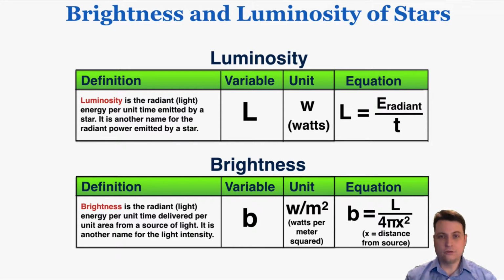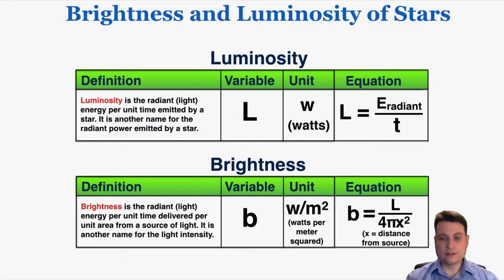And when you think about it, the luminosity of any star is going to be a really gigantic number because the amount of power that stars put out in light every single second is really gigantic. Brightness is the radiant light energy per unit time delivered per unit area from a source of light. It's another name for the light intensity. So brightness is kind of like the observed amount of power that you're receiving at some given position away from the star per unit area that the light is impacting. The variable is lowercase b and the unit is watts per meter squared.